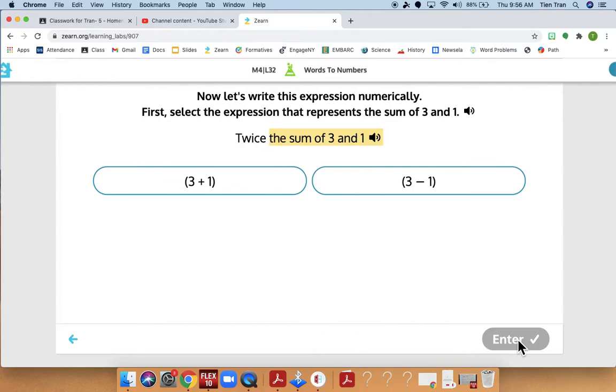Now, twice the sum of 3 and 1. The sum, I said earlier, means to add. So I'm adding 3 and 1. So we have here 3 and 1, and we're adding the sum. So this one is the correct one. This one says subtraction or difference, then it would be this one. But in this case, it says sum. So we're going to click on 3 plus 1.